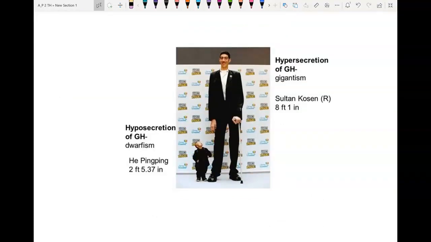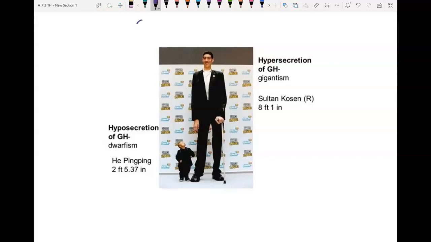There are other factors too that can cause extremes in the amount of growth hormone. So here you can see we have hyposecretion of growth hormone results in dwarfism. And here is the current shortest person in the world, 2 feet, 5.37 inches. Or you can have hypersecretion of growth hormone, where your pituitary gland secretes way too much, and that results in gigantism. Here is the current tallest person in the world at 8 foot 1 inch. So these are both conditions in which you have extremes in the amount of growth hormone.